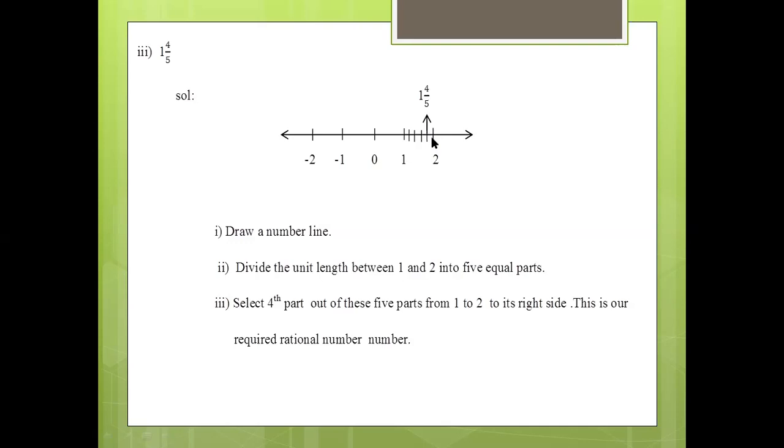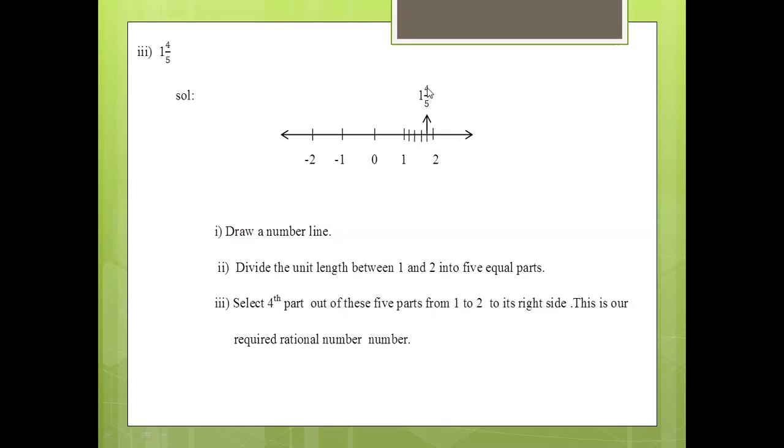Why do we divide it into 5 equal parts? Because the denominator is 5. Now, the numerator is 4. So it means that the fourth part is our required number. Divide the unit length between 1 and 2 into 5 equal parts. Select the fourth part out of these 5 parts from 1 to 2 on its right side, because this is a positive rational number. So therefore it is on the right side.